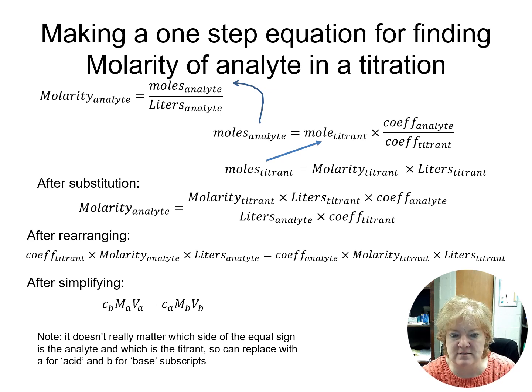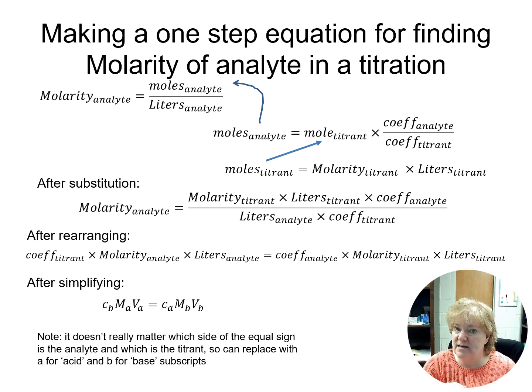After I rearrange this formula, I come up with the coefficient of the titrant times the molarity of the analyte times the liters of the analyte equals the coefficient of the analyte times the molarity of the titrant times the liters of the titrant, or CB MA VA equals CA MB VB. So this has coefficients in it.